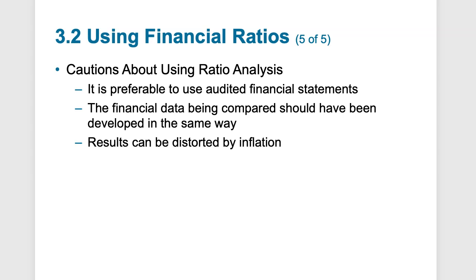Now, we also want to worry about how inflation can distort results. So over time, if you're looking at financial results from the year 2002 compared to the year 2022, that's a 20-year difference. So there's a significant amount of inflation in those 20 years that is going to make the sales in 2022 look different than the sales in 2002, even though they might be very similar if you readjust for inflation.